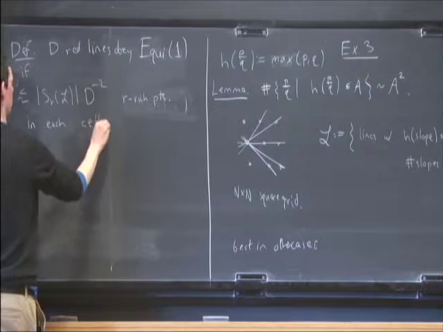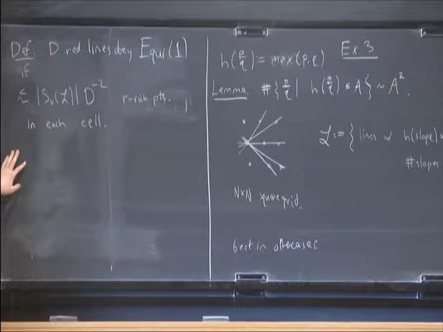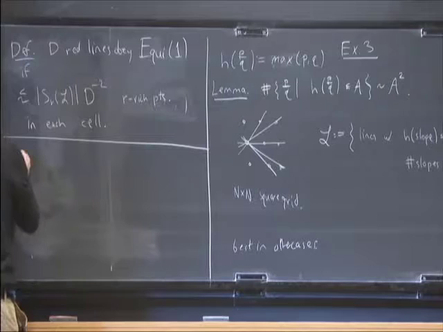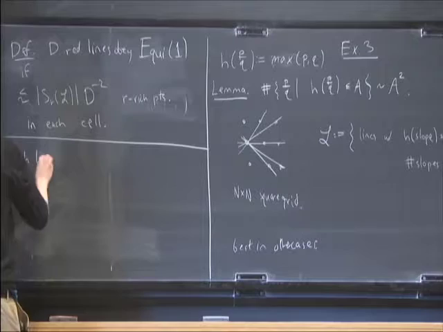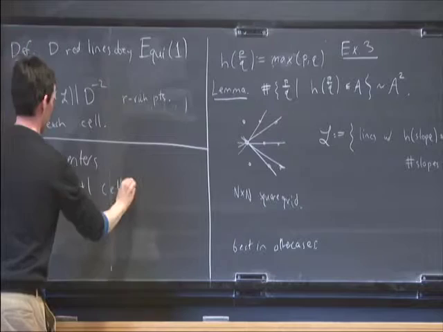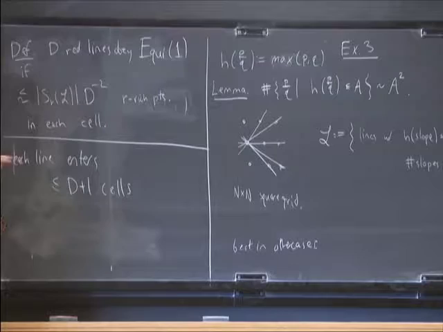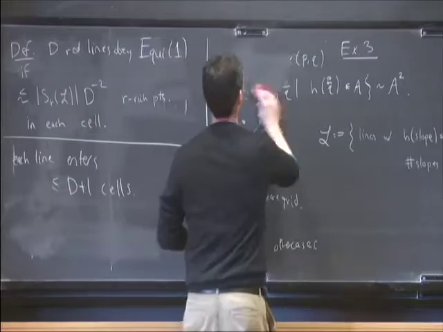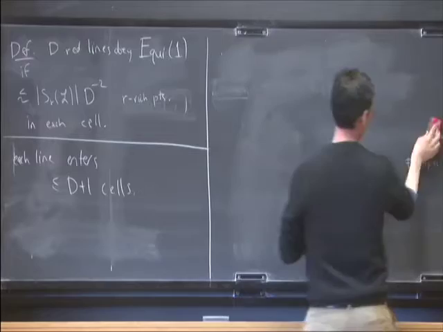It also makes sense to think about the lines. There's a basic observation about the lines, which is crucial, which is that each line enters at most d plus 1 cells. Because it can only cross each red line once, so it can only cross the walls d times. So it can only be in d plus 1 cells. So that's a crucial thing about why this is useful, that each line is only in a small fraction of the d squared cells.